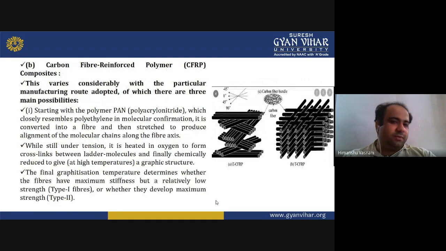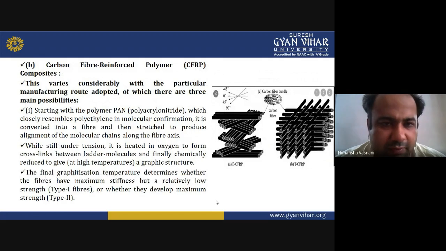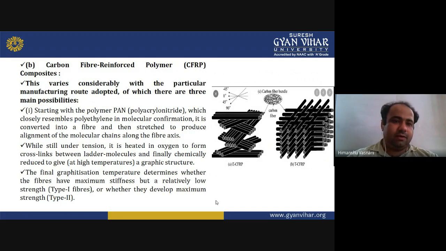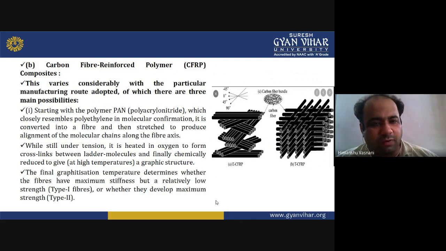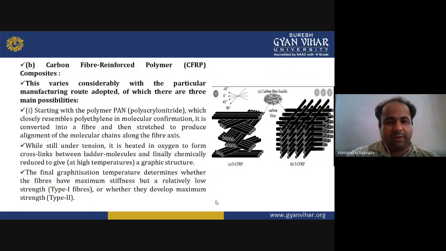Now this varies considerably with the particular manufacturing route developed, of which there are three main possibilities. Talking in detail with the help of these diagrams, starting with the polymer PAN, that is polyacrylonitrile, which closely resembles polyethylene in molecular conformation. It is converted into a fiber and is stressed to produce alignment of the molecular chains along the fiber axis.